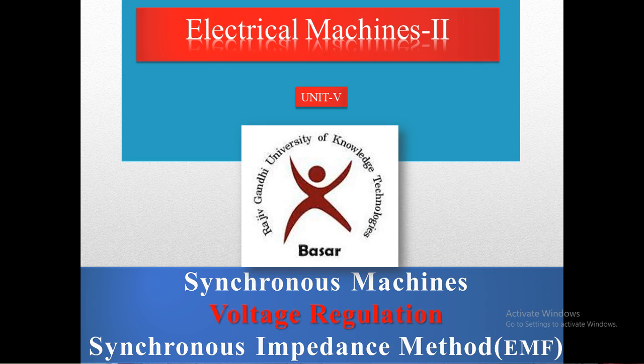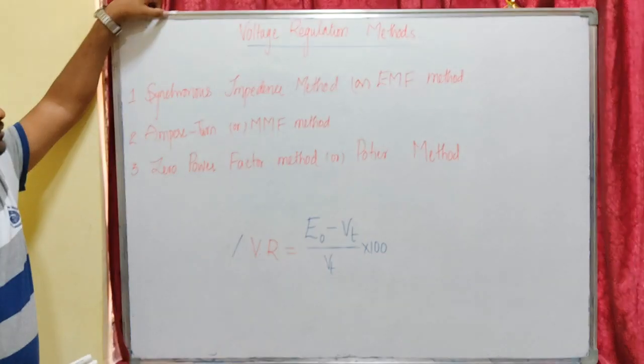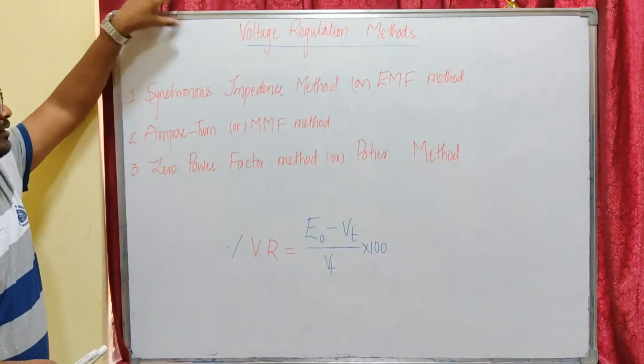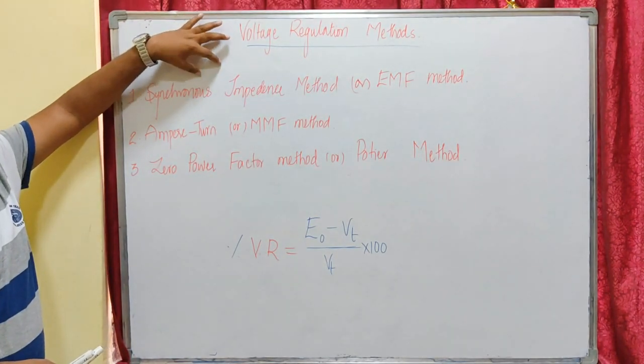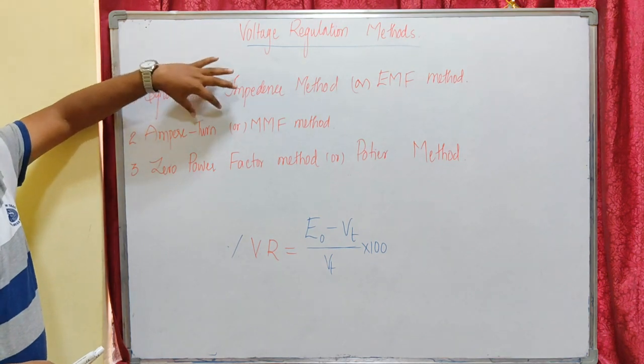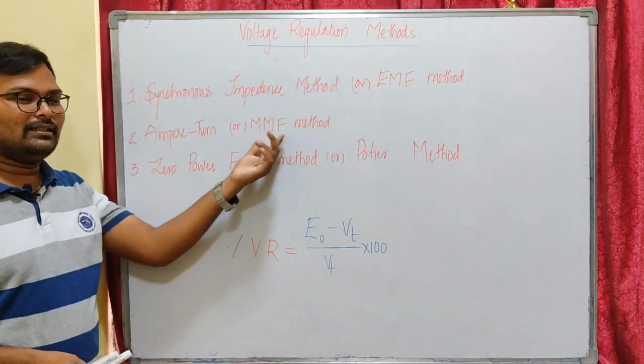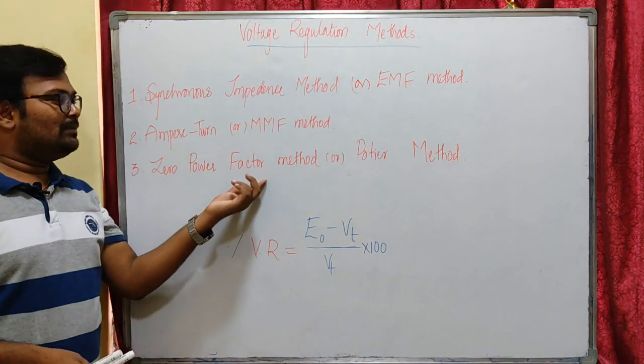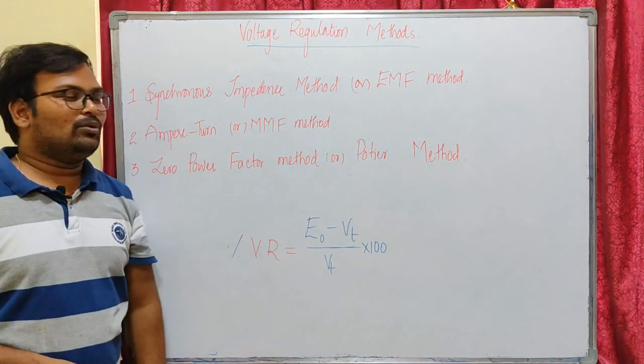Hello students, in this video we will be discussing voltage regulation methods of our synchronous generator. Here, mainly there are three types of voltage regulation methods. First one is synchronous impedance, also called the EMF method, second one is ampere turn or MMF method, and third one is a famous one, that is ZPF, or famously called the Potier method.